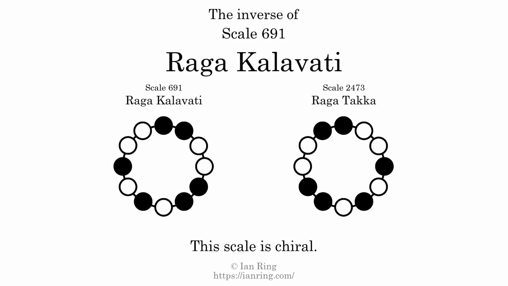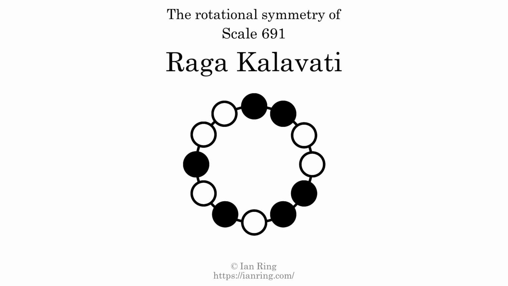The inverse of a scale is a mirror image. It is what you get when the sequence of intervals is reversed. The inverse of this scale is scale 2473, also known as Raga Kalavati. This scale is chiral. It cannot transform into its inverse by rotational transformation. This scale has no rotational symmetry.